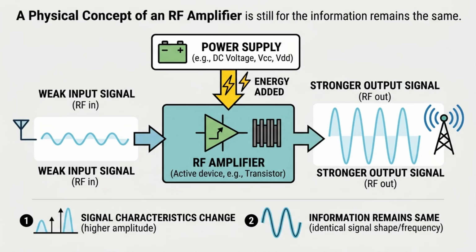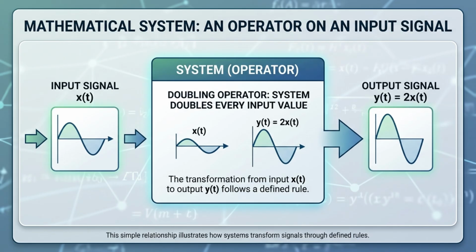Physically, an RF amplifier provides a simple example of a system. A weak input signal enters the amplifier, energy is added from a power supply, and a stronger version of the signal appears at the output. The information remains the same, but the signal characteristics have changed. Mathematically, a system can be expressed as an operator acting on an input signal. For example, if a system doubles every input value, then the output becomes y(t) = 2x(t). This simple relationship illustrates how systems transform signals through defined rules.